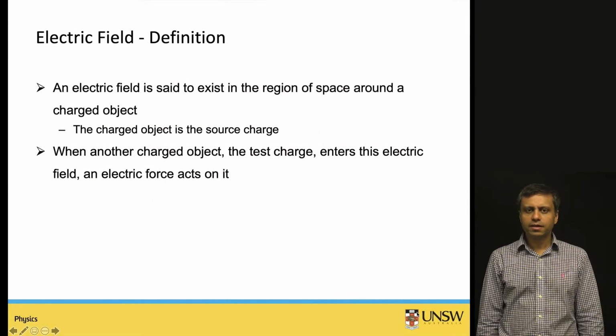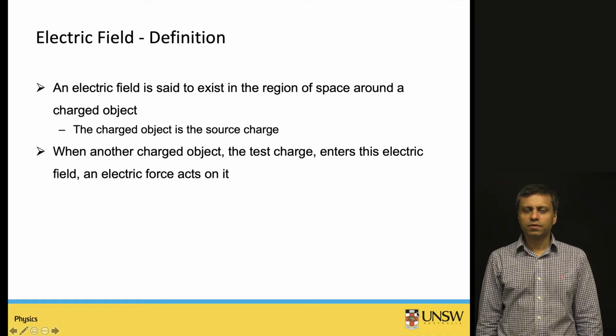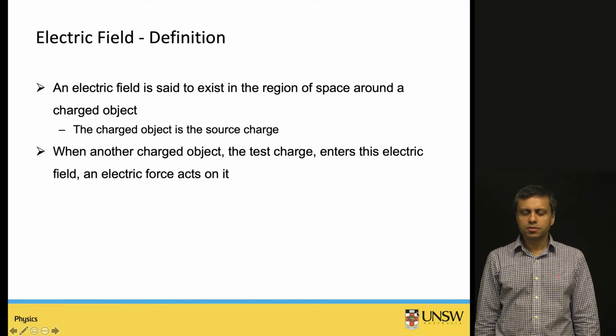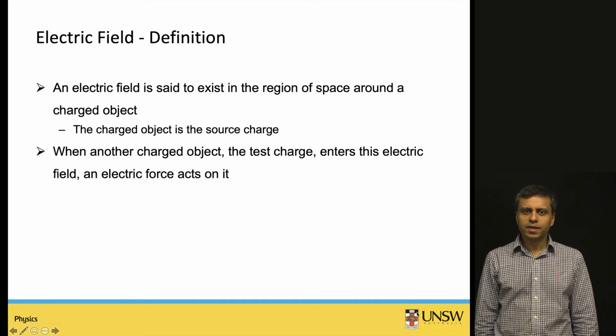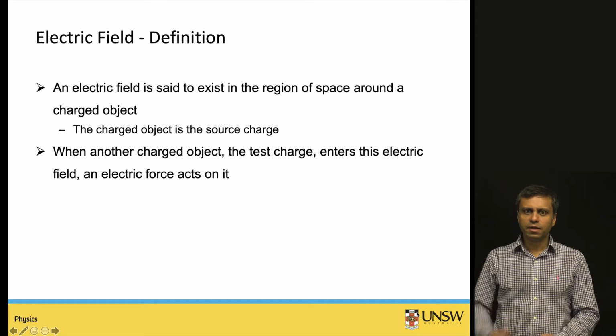What is an electric field? An electric field is said to exist in the vicinity of a charged object. Let us call this the source charge. This charge generates the electric field basically. So when you bring another charge, let us call that a test charge, in this field, then it experiences an electric force. So if you have a positive charge, it generates an electric field around it.